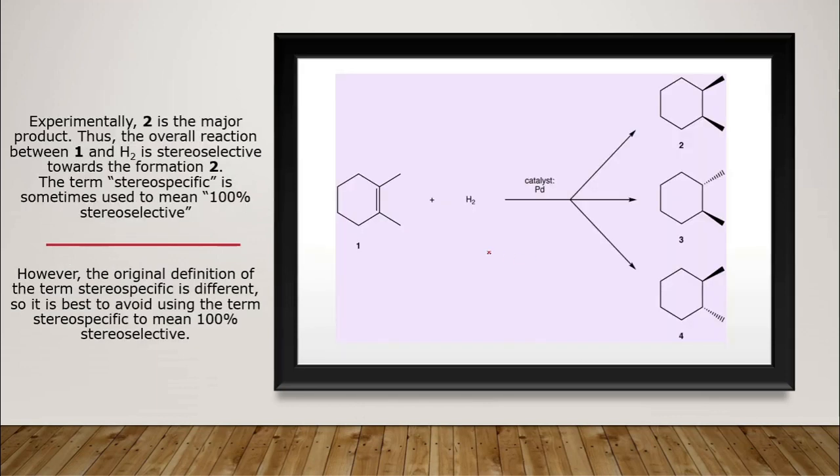Let us take another example, the cycloalkene. On hydrogenation using palladium catalyst, 2 is found to be the major product. Thus, the overall reaction between 1 and hydrogen is stereoselective towards the formation of 2.